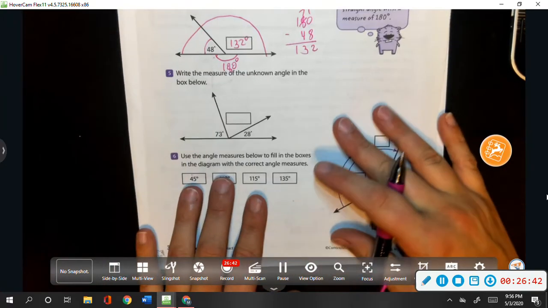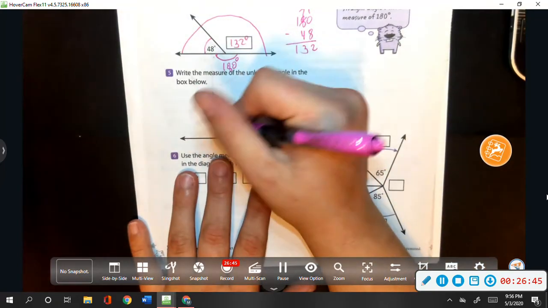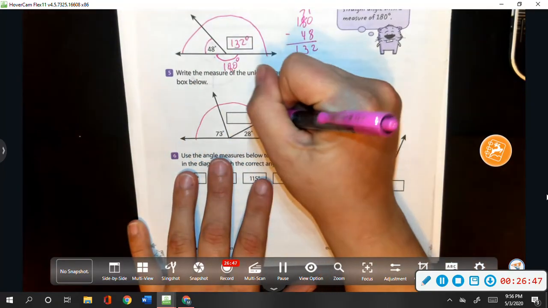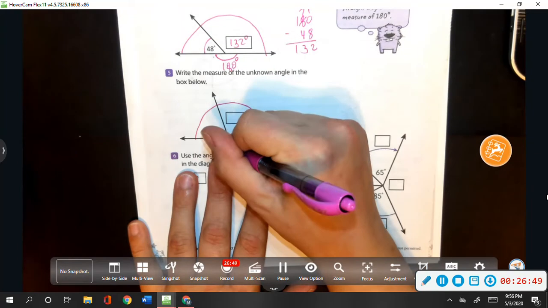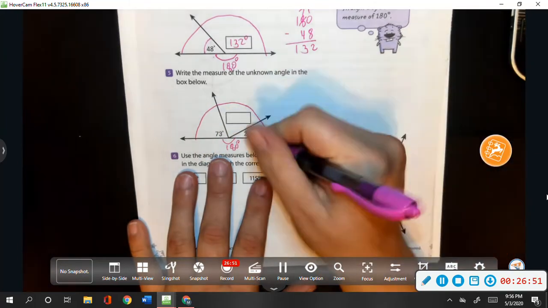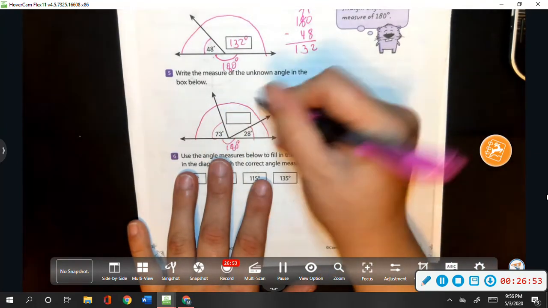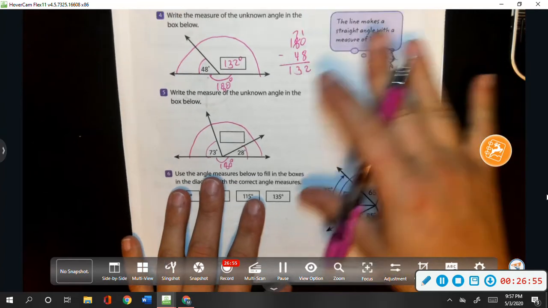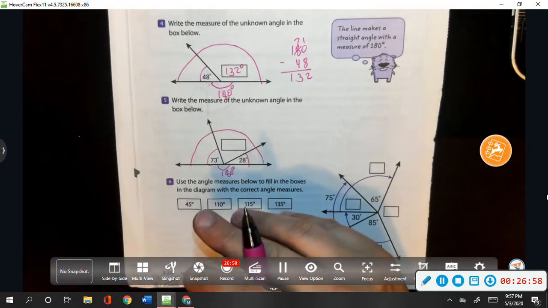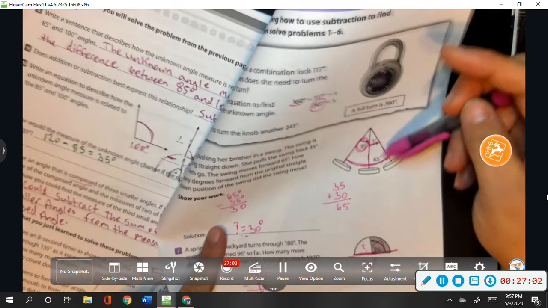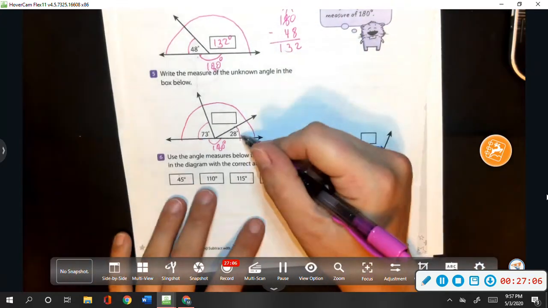Number 5 is asking us to do the same thing. Our large composed angle is going to be the same. It's going to be the 180 degrees. But now we're given 2 known angles and 1 unknown angle. So just as we did here, we're going to combine those two.